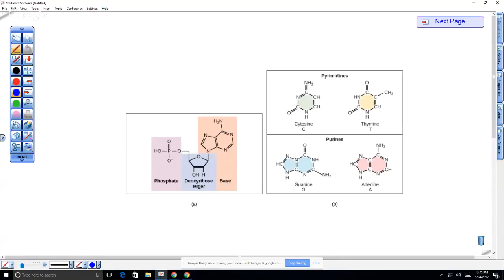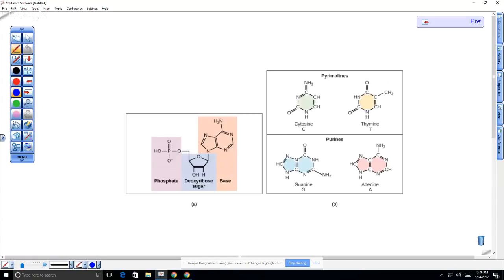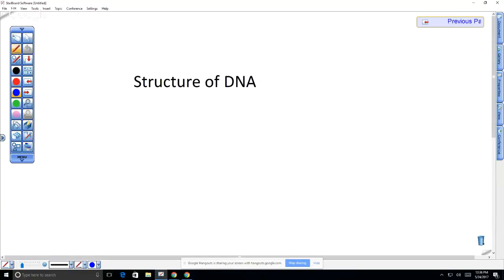Okay, so if we look at the structure of the DNA, this is my base. And then if we look at how they are put together, you probably have seen the idea of the double helix. So the DNA in its three-dimensional form is double-stranded and it coils around itself, right? The structure of DNA is double-stranded, and it is a helix, so it coils.